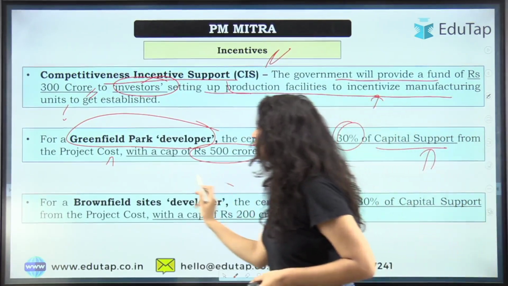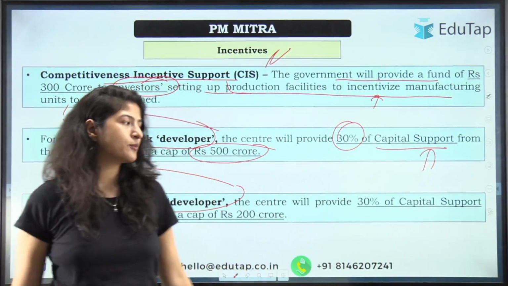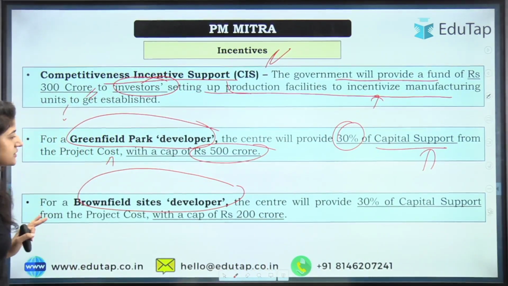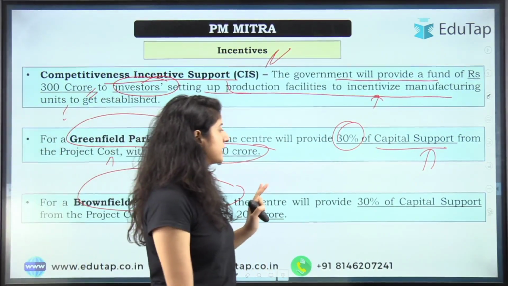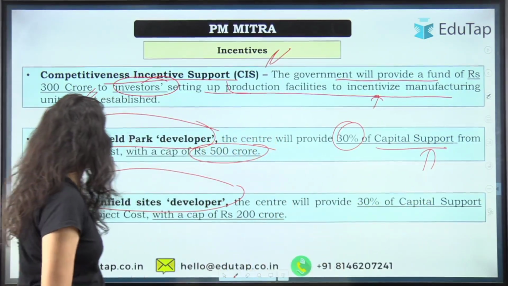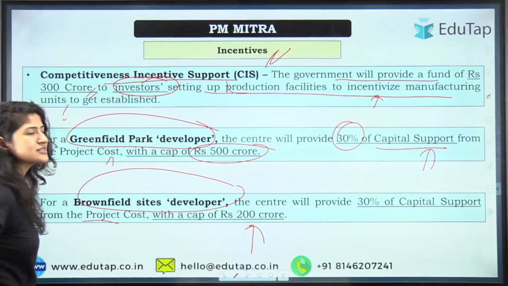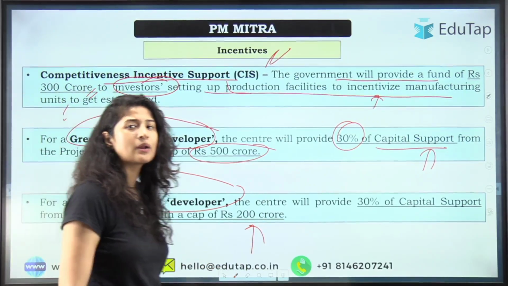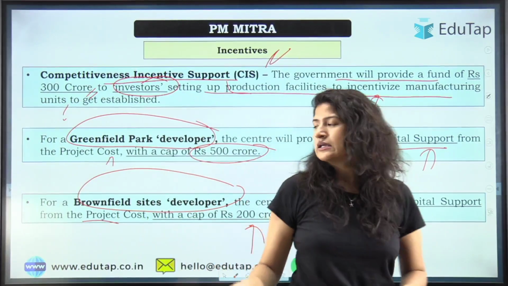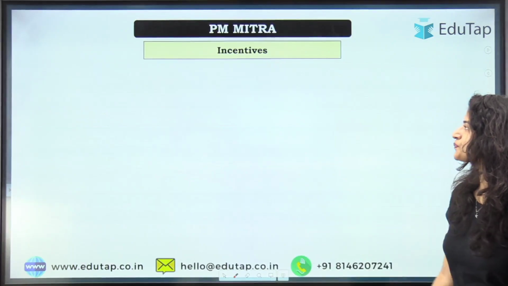Next is for the brownfield site developers, those sites where already some industries are there, but we need to improve those parks. So in such a case, what is the incentive that is given by the government? That is 30% of the capital support of the project, same, but here the cap is rupees 200 crore, because already that is in progress, that is a brownfield site. So that is why here the amount is capped, it is lesser than the greenfield site.